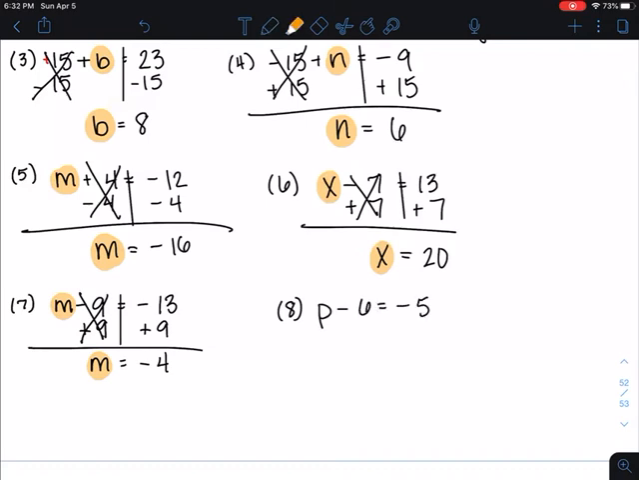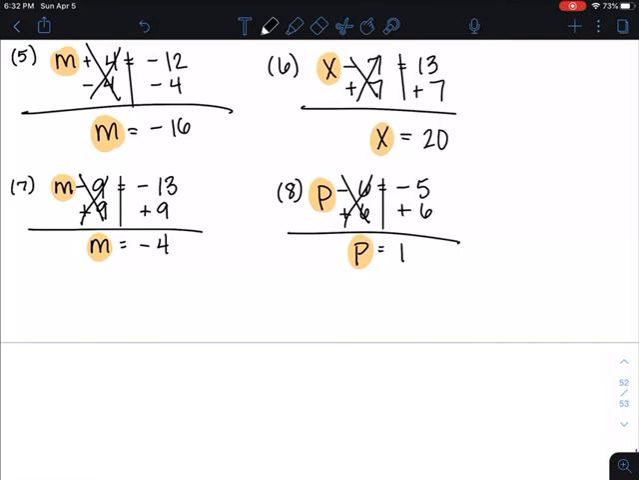Number 8, I have p minus 6 is equal to negative 5. Our variable is p. The opposite of subtracting 6 is adding 6. So we will do that to both sides of the equal sign. Negative 6 plus 6 is equal to 0, so I can cross those out. I have p left on my left-hand side. Negative 5 plus 6 is 1. Our variable is isolated and by itself, therefore we are finished.